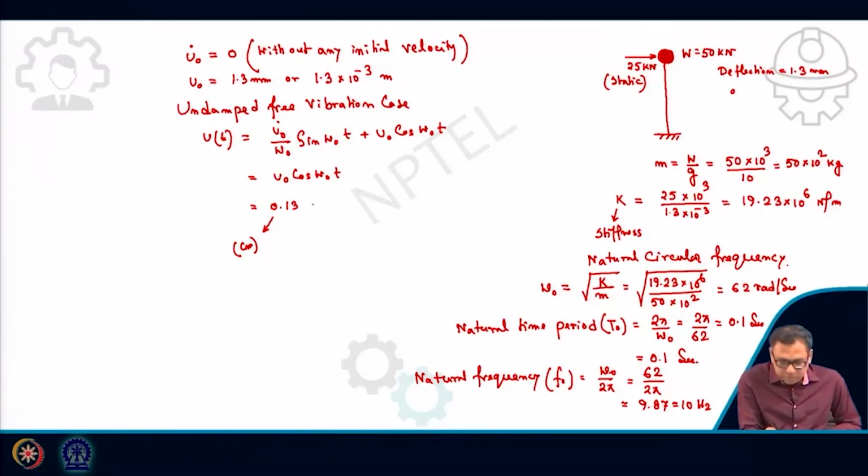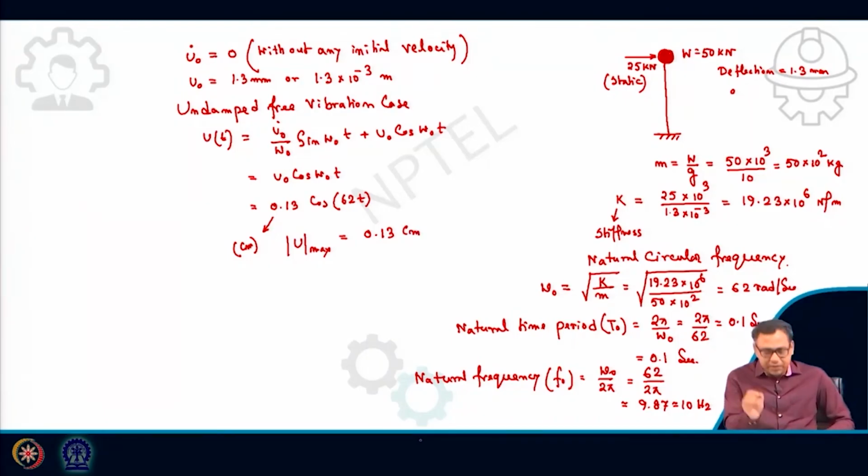So this will be cos 62t, because omega 0 is 62 radian per second. So now here I can write that cos can be maximum 1. If I take the modulus of u max, then it will be 0.13 centimeter.